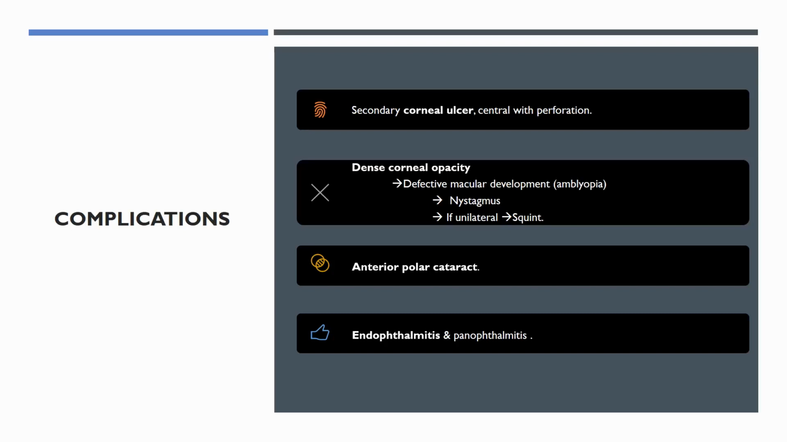What are the complications of ophthalmia neonatorum? The cornea can be affected, causing secondary corneal ulcer, and this ulcer can heal and cause dense corneal opacity, which causes amblyopia and defective vision, and the patient can be seen with nystagmus, which is a rapid movement of the eye. If it is unilateral from the dense corneal opacity, the baby will have squint. It can also be complicated by cataract, and the infection can spread to the posterior of the eye and cause what we call endophthalmitis, and if it spreads outside the eye to the orbit, it will cause panophthalmitis.